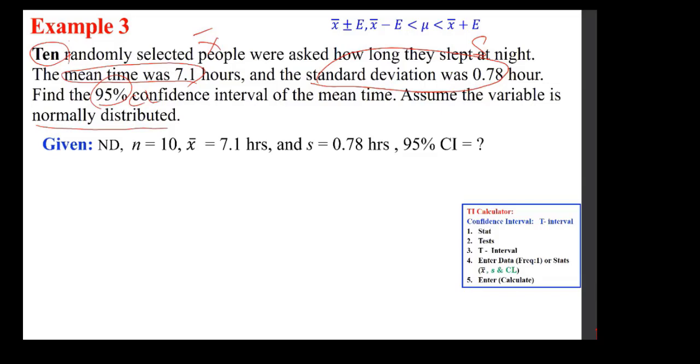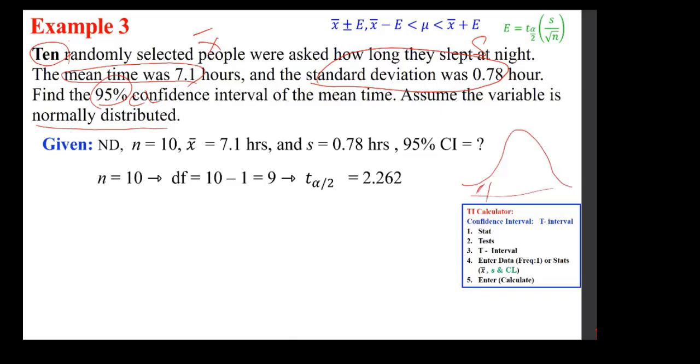To do that, you have to go to the T table. Degrees of freedom is N minus 1, or 9. I highly recommend you graph it. And so we end up with T being 2.262. Again, perhaps graphing would be helpful. Those are the tails, and this is 95%.